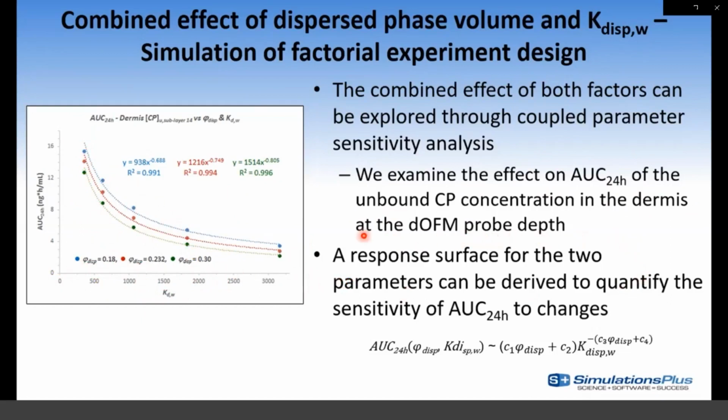We're able to derive a response surface for the two parameters that quantifies the sensitivity of the 24-hour AUC in the dermis to these changes. And you can see this below. It's going to take this form, where C1 to C4 are real constants. And this type of response surface could then be used to determine formulation changes that would allow for bioequivalence between different formulations.